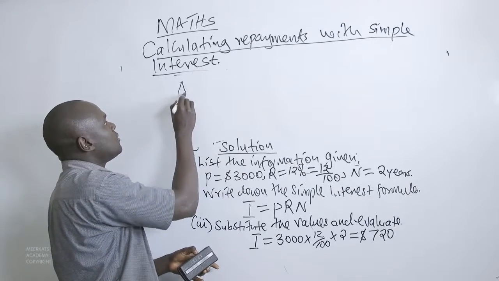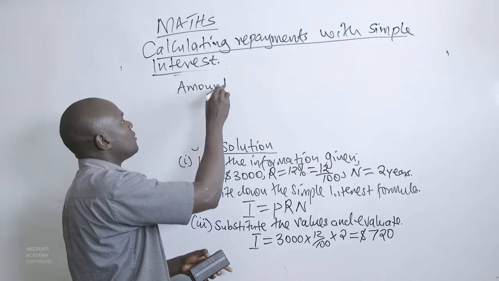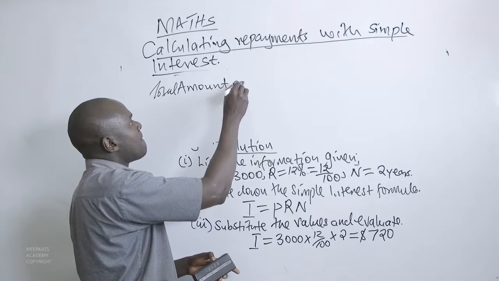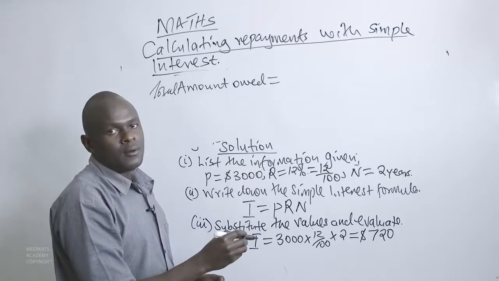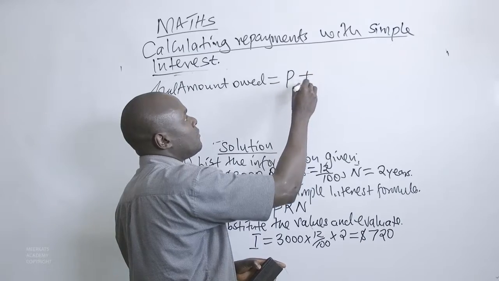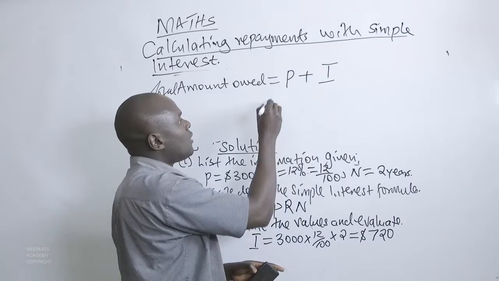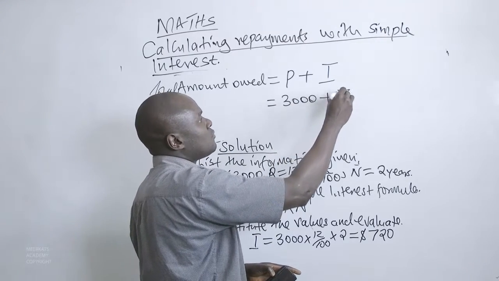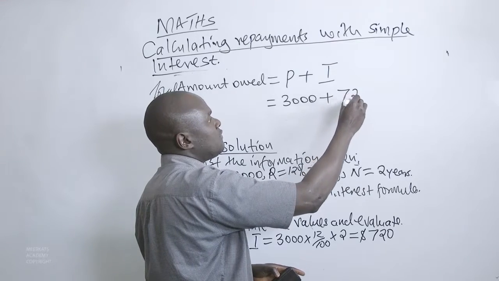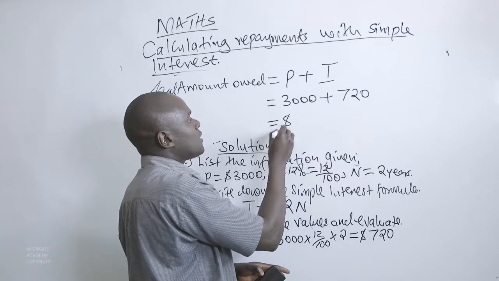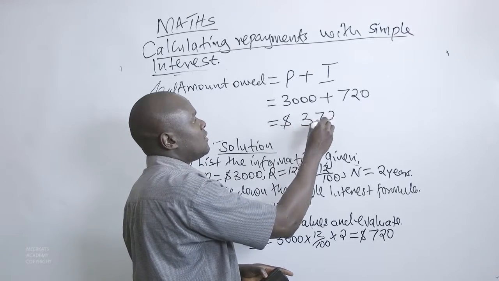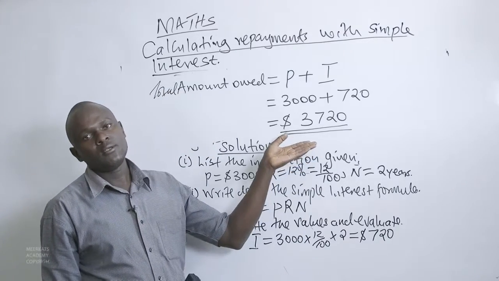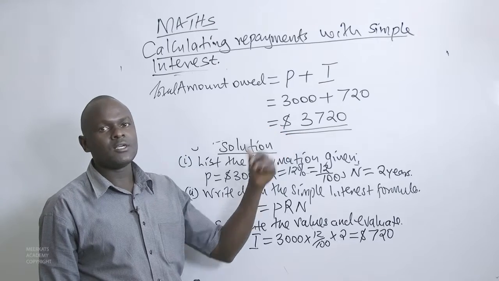So the amount owed, this is the total. Total amount owed will be equal to the principal plus the interest accrued. And our principal is $3,000. And the interest accrued is $720, giving us a total of $3,720. This is the amount that is supposed to be repaid at the end of the second year.